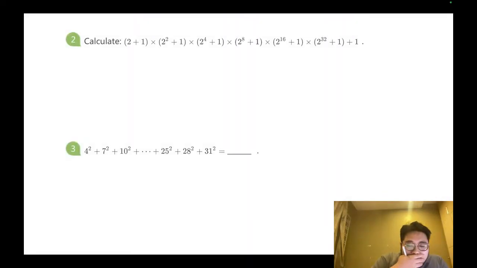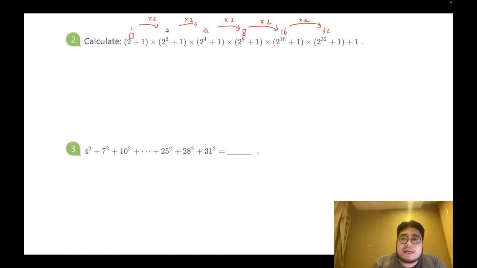So for question two, all the terms are 2 plus 1, 2 squared plus 1, 2 to the power 4 plus 1, and 2 to the power of 8 plus 1, and something like that. Finally we have a plus 1. But how do I calculate that? Remember, we can find something interesting about the exponents. This one the exponent is 1, this one 2, then 4, then 8, then 16, then 32. Each time we multiply by 2, so here is the pattern.